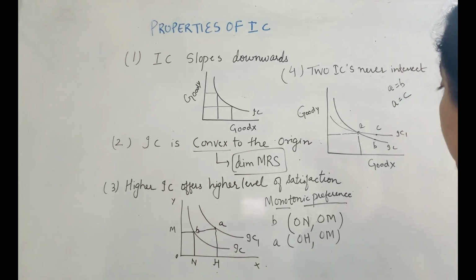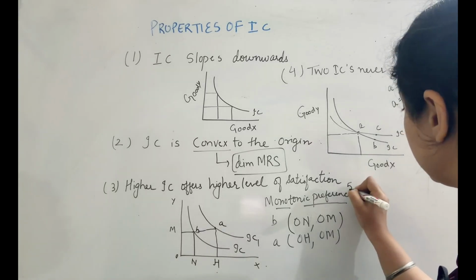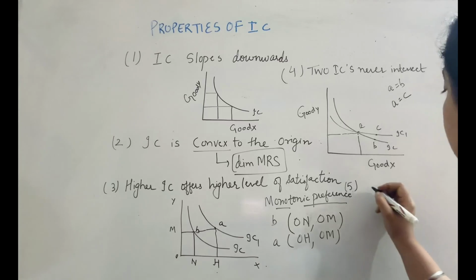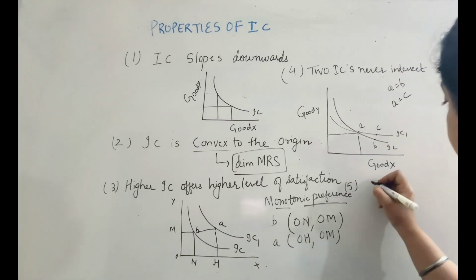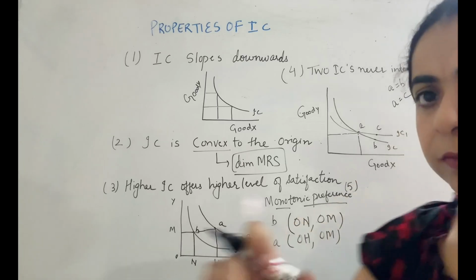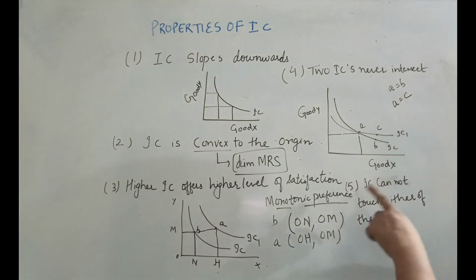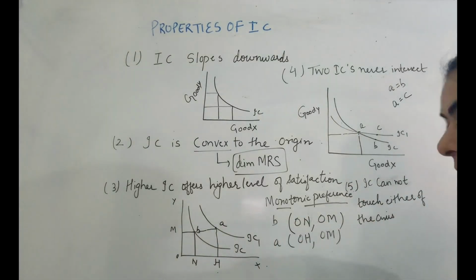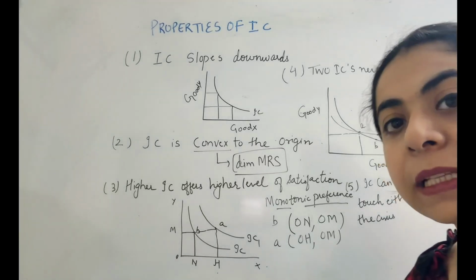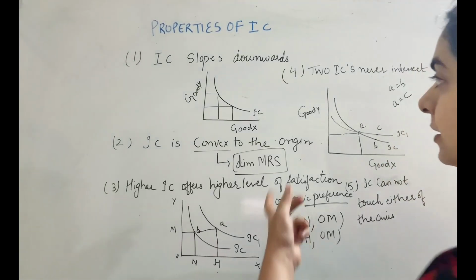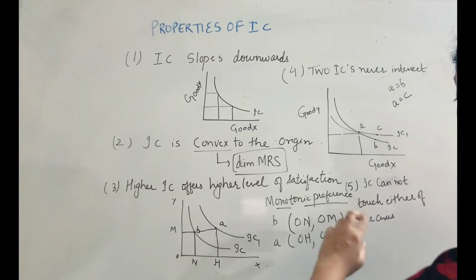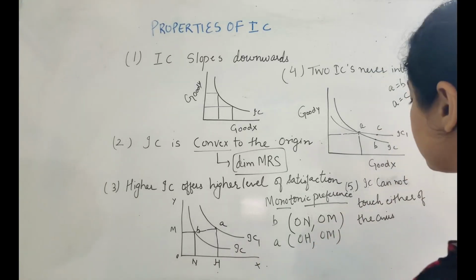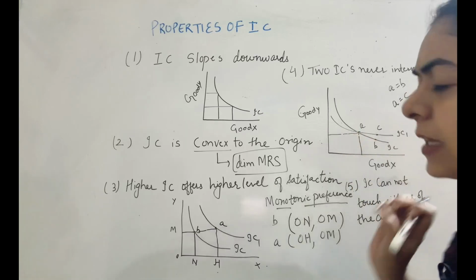There is one more property: indifference curves cannot intersect or touch the x-axis or y-axis. This is the fifth characteristic or property, that an indifference curve cannot touch either of the axes, since it is assumed that the consumer is consuming two goods. Therefore, it's not possible for the indifference curve to touch either of the axes.